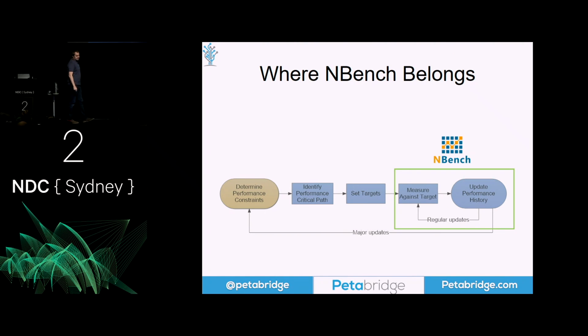NBench belongs in this region here. It's designed to help you measure and also assert against your target, as well as update your performance history. So NBench is really designed to plug into your continuous integration system and allow you to continuously measure against your target and create a record of what your performance was for each change. And ideally, you want to do this before that change gets merged into your code base, not after the fact. Retrospective performance debugging isn't fun.